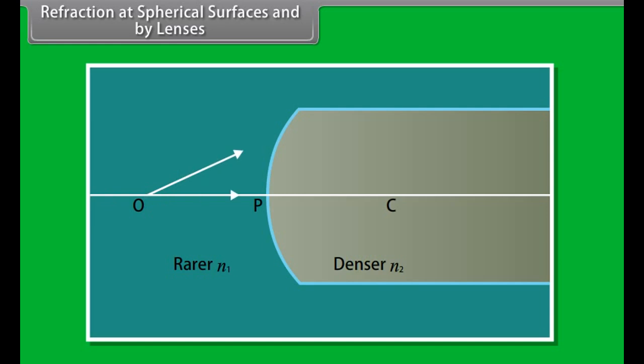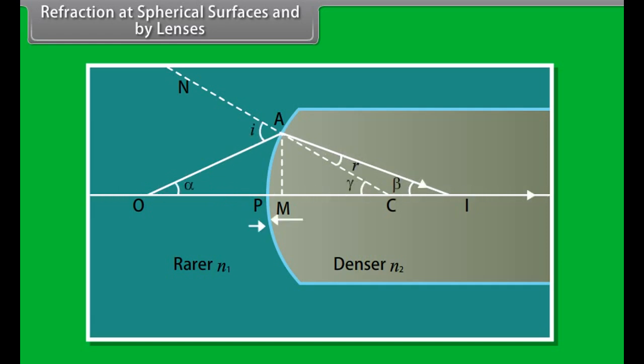The figure given shows a convex refracting surface separating two media. Let P be the pole and C the center of curvature of the refracting surface. Let N1 and N2 be the refractive indices of rarer and denser media respectively. Let O be a luminous point object on the principal axis of the convex refracting surface.